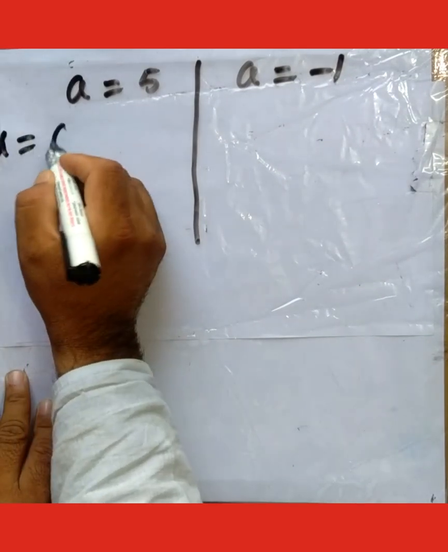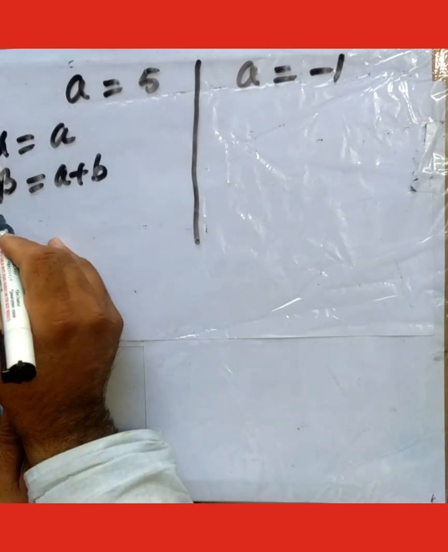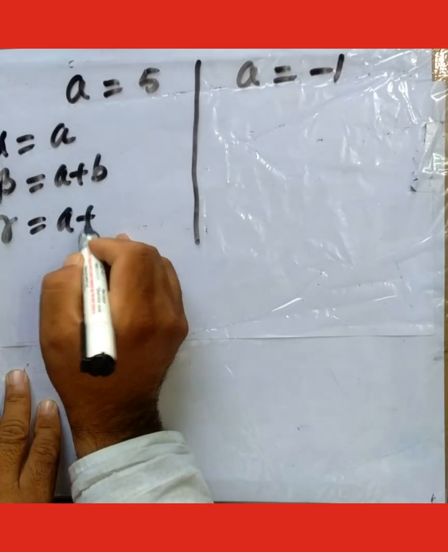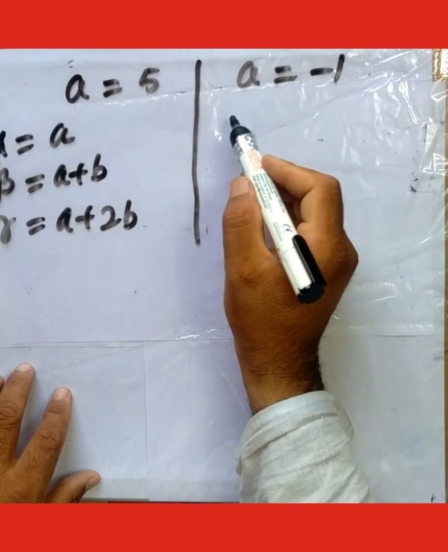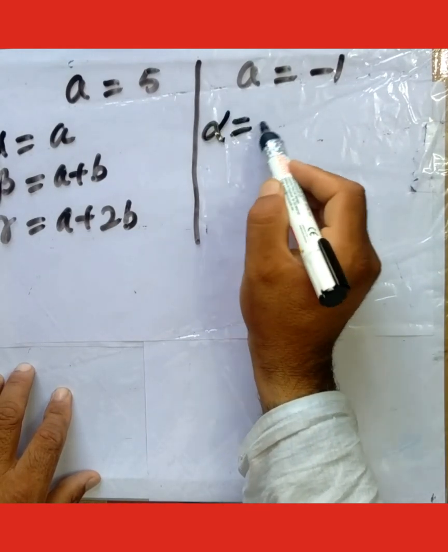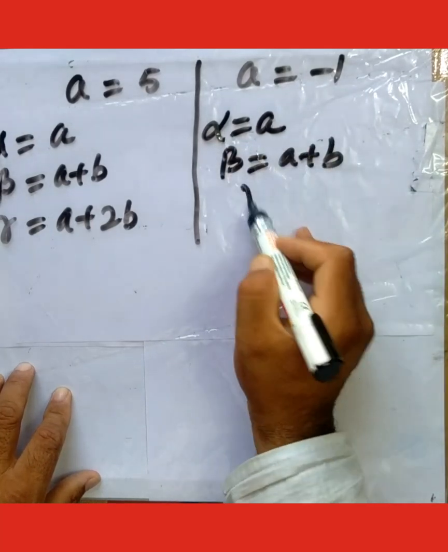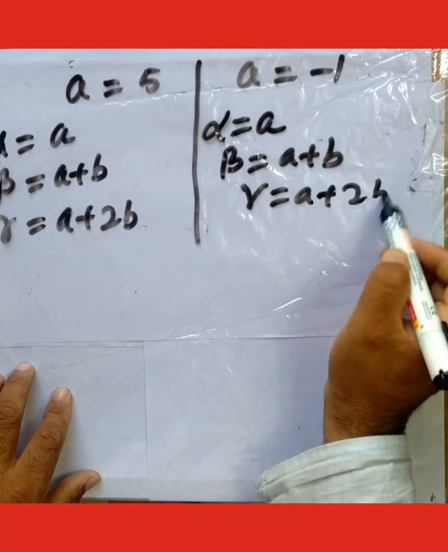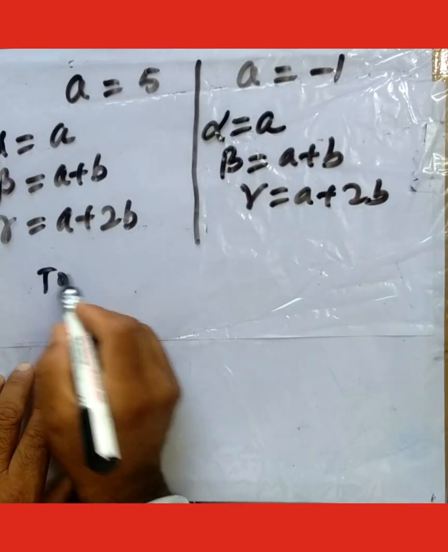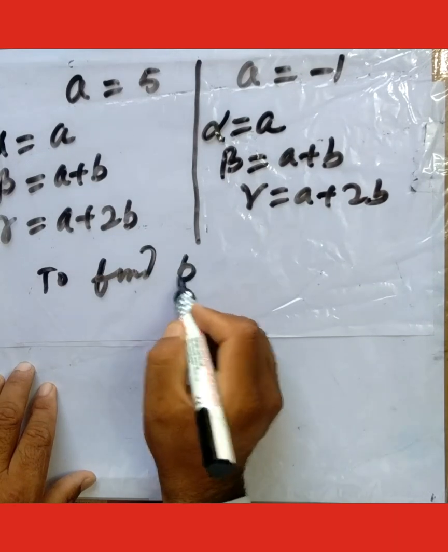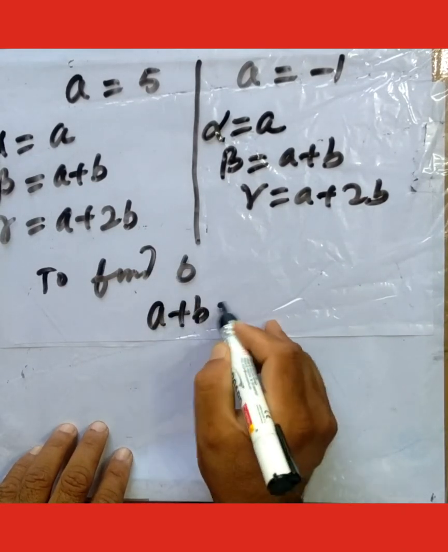Now as we have been given the zeros, alpha is equal to a, beta is equal to a + b and gamma is equal to a + 2b. Also for the other value, a = −1, I get alpha is equal to a, beta is equal to a + b and gamma is equal to a + 2b. Now I have two different values of a, so I have to find the value of b first. From the relation we have already formulated, a + b = 2.